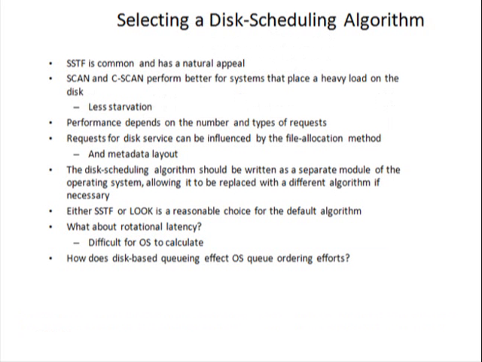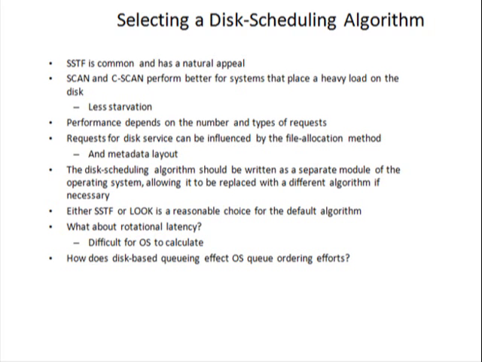Next, we consider how a disk scheduling algorithm has to be selected. SSTF, or shortest seek time first, is common and has a natural appeal, because it provides the shortest seek time, so it reduces the seek time. That is why SSTF is the most common one. Then SCAN and C-SCAN also perform better for systems that place a heavy load on the disk. So in those scenarios where the disk has a heavy load, SCAN and C-SCAN are generally preferred.